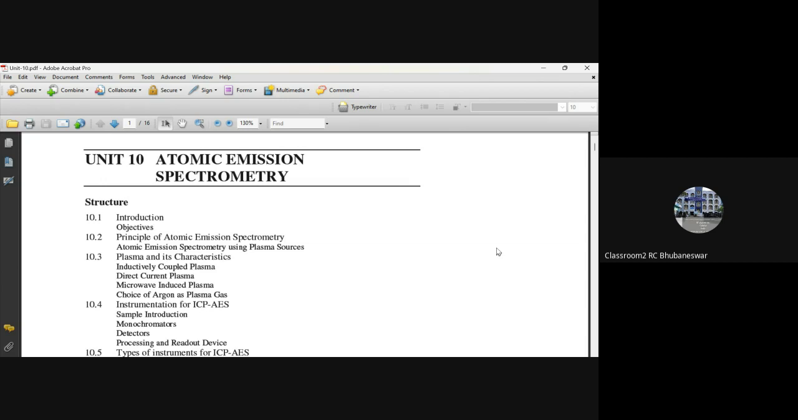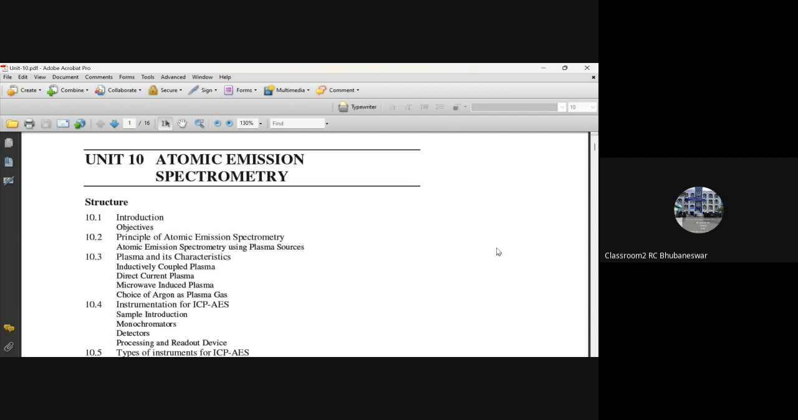So, basically, from the beginning itself, you are very clear that with this spectroscopic method, you are having 14 units. Today we'll be starting unit 10, which is atomic emission spectroscopy. With this, unit 11 is the application of AAS, atomic absorption spectroscopy, and atomic emission spectroscopy. With the 11th unit, we'll finish our atomic spectroscopic parts.